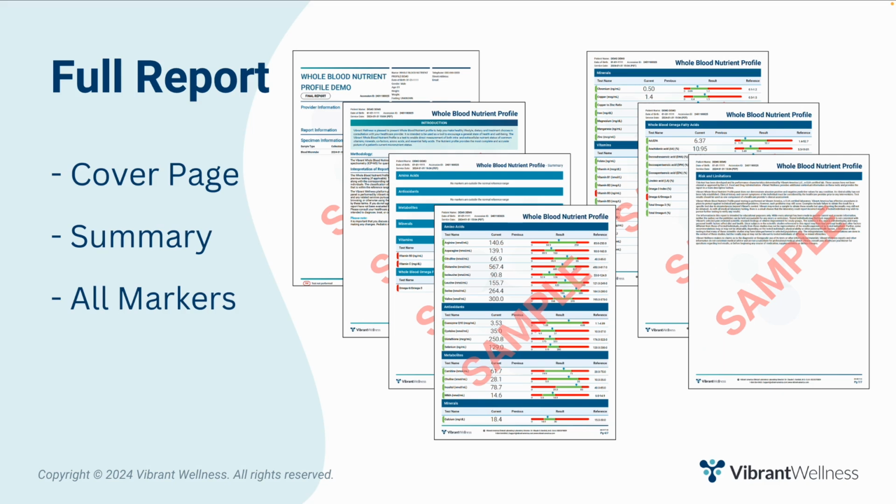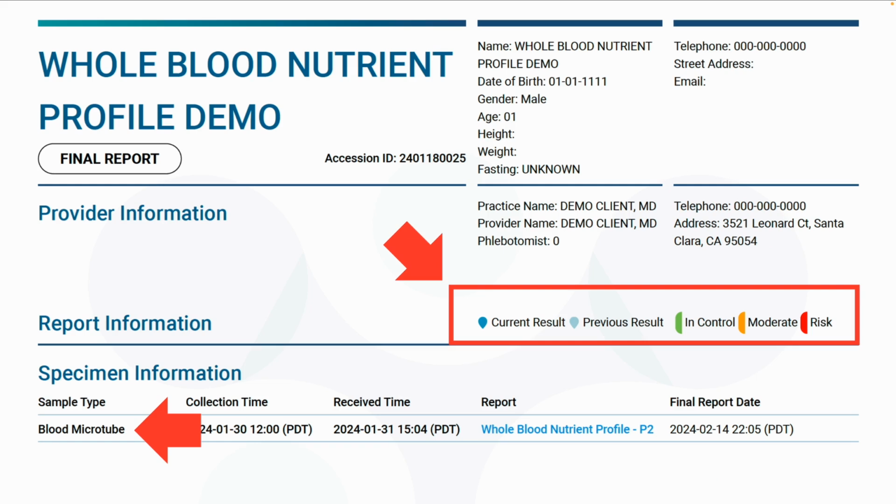The whole blood nutrient profile sample report is 7 pages long and includes a cover page, a summary which highlights all markers that are out of range, and then lists all markers. Note there are no interpretive comments for Vibrant's whole blood nutrient profile. The cover page lists the sample type and the results interpretation key.